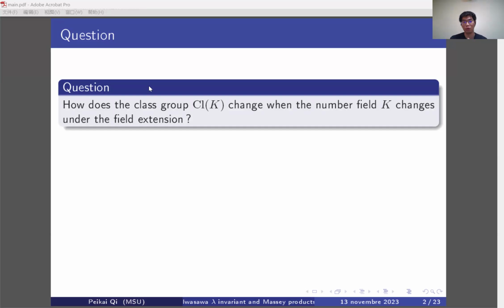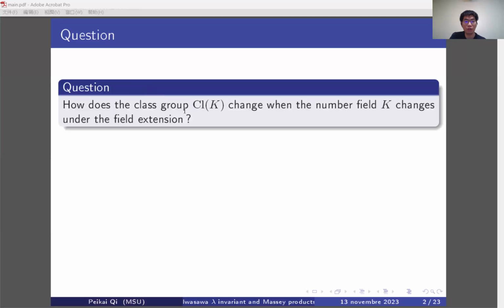For example, you can assume the field extension is a degree p extension, or a cyclic extension, or you say your field extension is unramified outside some primes, or you can give some condition on the size of the class group, say p doesn't divide the size of the class group. So under some conditions, we can have some good results. We can have some statement about how the class group changes.